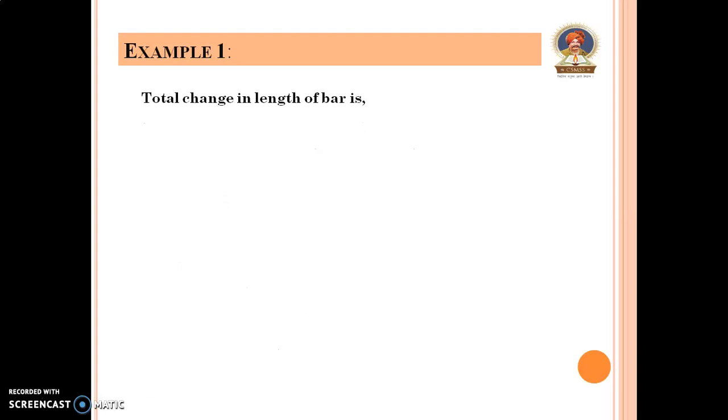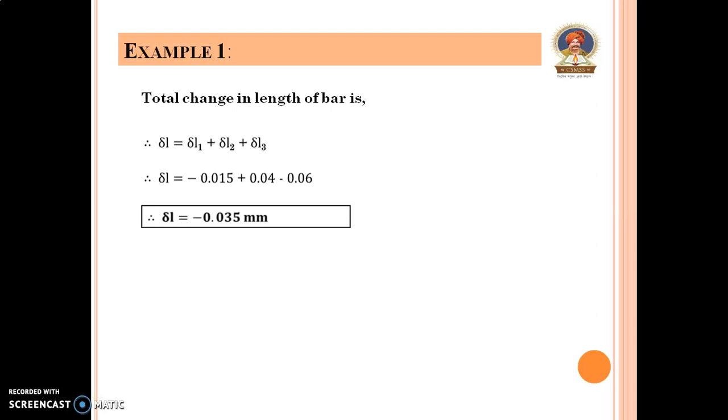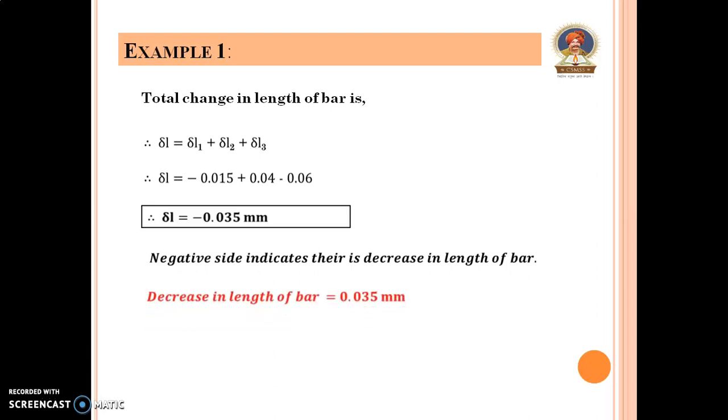Now calculate the total change in length of bar. Delta L is equal to delta L1 plus delta L2 plus delta L3. Put the value minus 0.015 plus 0.04 minus 0.06. So the total answer is delta L is equal to minus 0.035 mm. So here negative sign indicates there is decrease in length of bar. So decrease in length of bar is equal to 0.035 mm. Thank you.